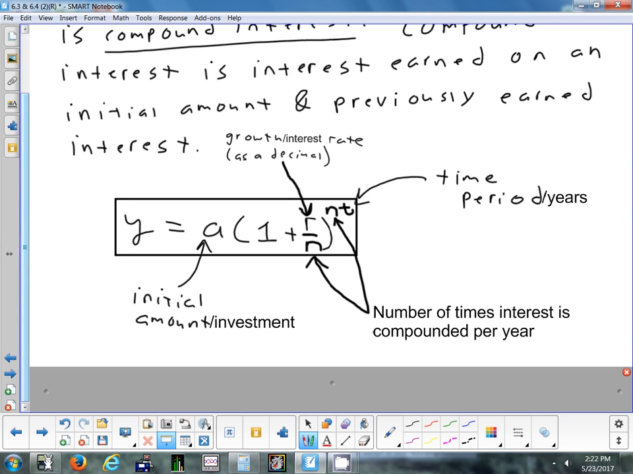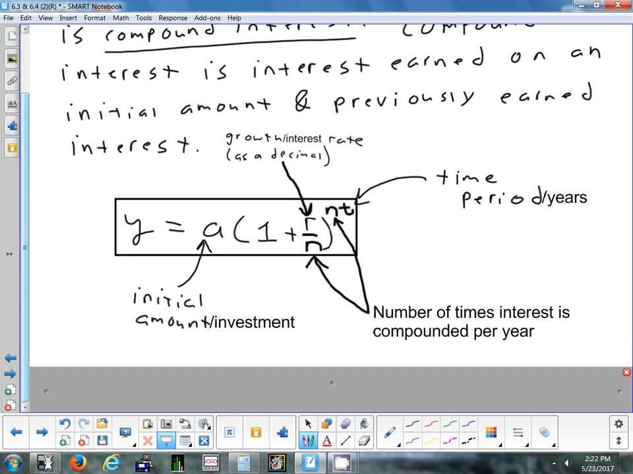Do you think that's true? Do you think that's something that normally happens? Interest rates on bank accounts stay the same all year long? No. I think they probably go up. Sometimes they go up, sometimes they go down. They change. Yeah, they could change every day. So that makes it a lot more complicated.